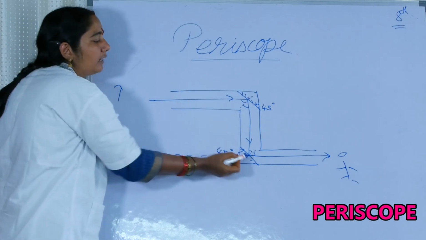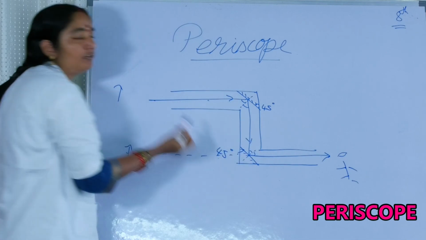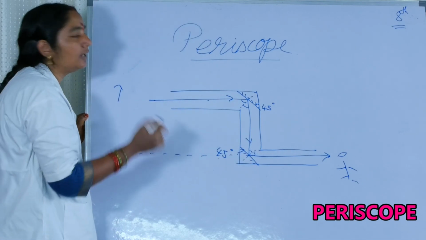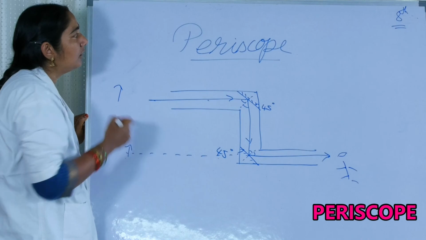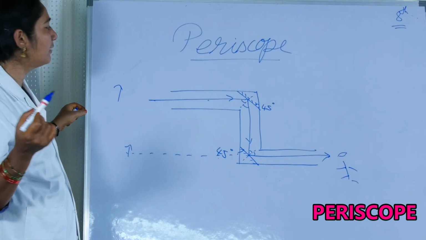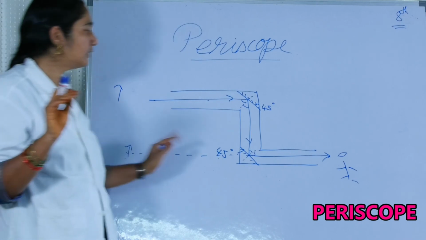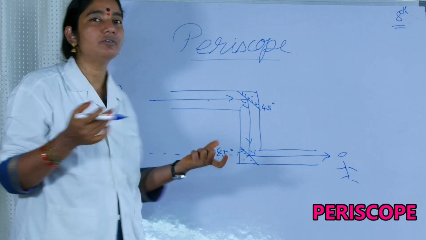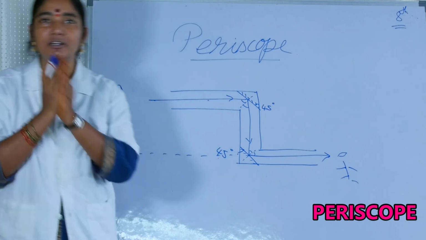We are using 2 plane mirrors and 3 tubes. If you have 2 plane mirrors and 3 tubes, you can also make a periscope at home. Please, all of you try to make this periscope at home. It is simply a small device which you can play with. Thank you very much for listening. Thank you.